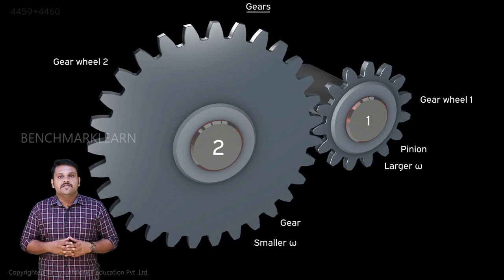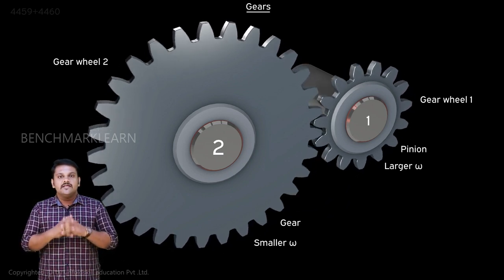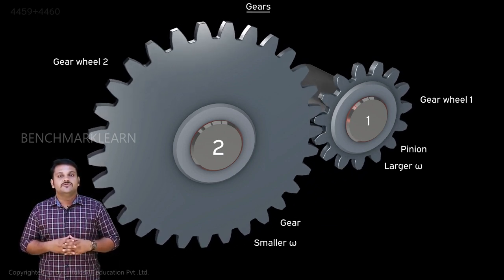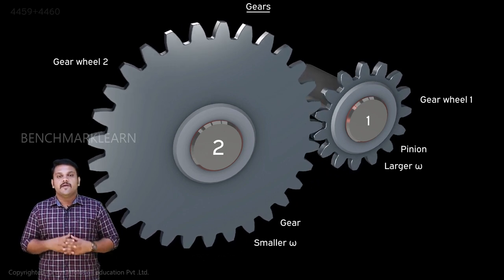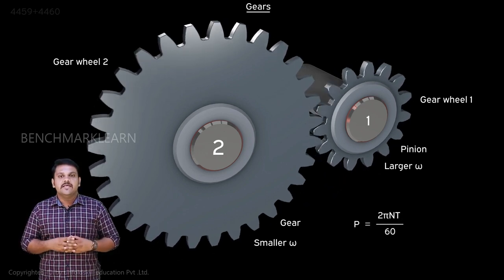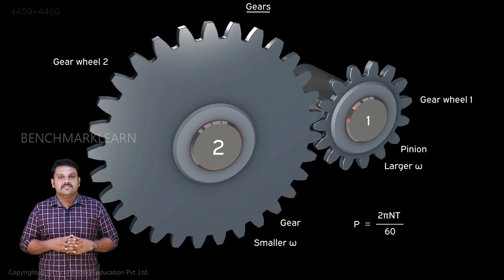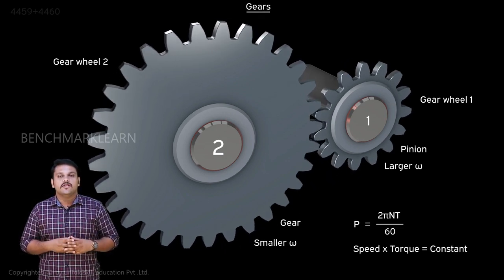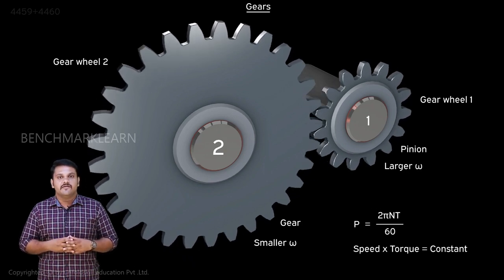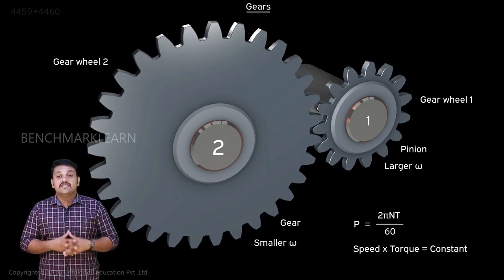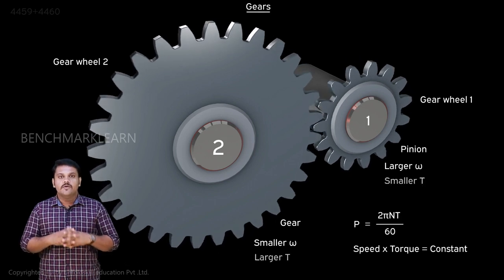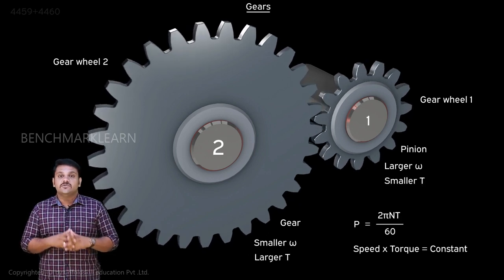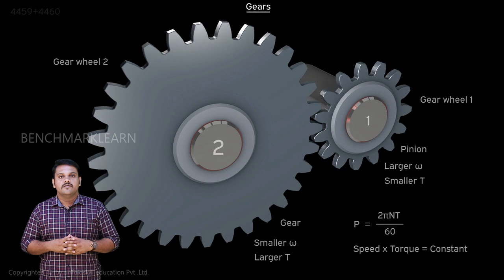The power transmitted is a constant and does not change from the driver gear to the driven gear. It is given by the expression P is equal to 2 pi n T by 60. This means that speed into torque is a constant quantity for both driver and driven. So the pinion, which has higher speed, will have lower torque. The gear, which has lower speed, will have higher torque.